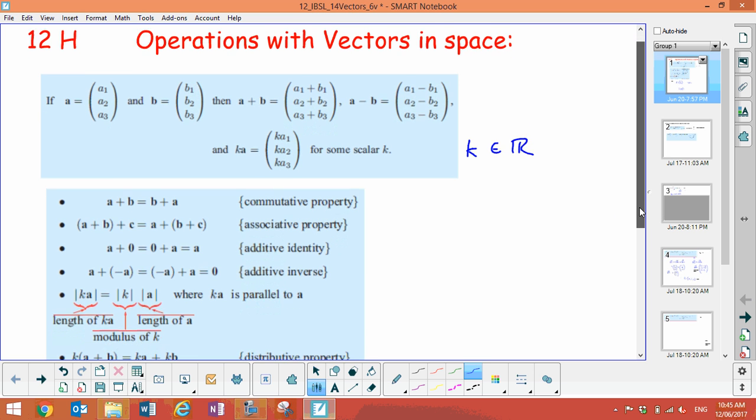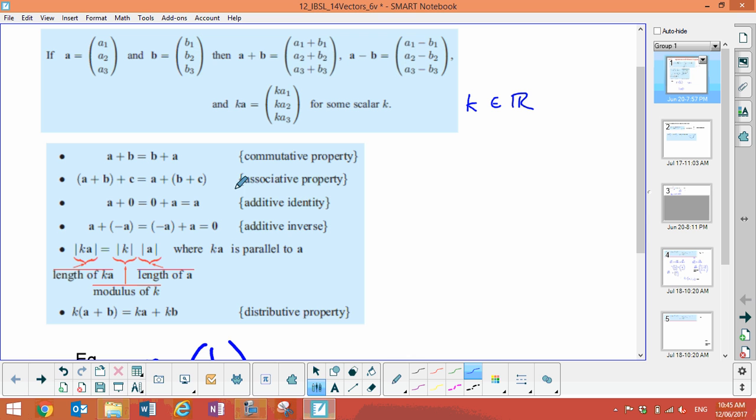The rules for adding vectors are the same as what we looked at beforehand. It doesn't matter what order we add those, the commutative property. It doesn't matter whether we add A and B first or B and C first. If we add the zero vector, it makes no difference. We just end up with A. If we add a vector A and its opposite, minus A, then we get a net result of zero, a zero vector.